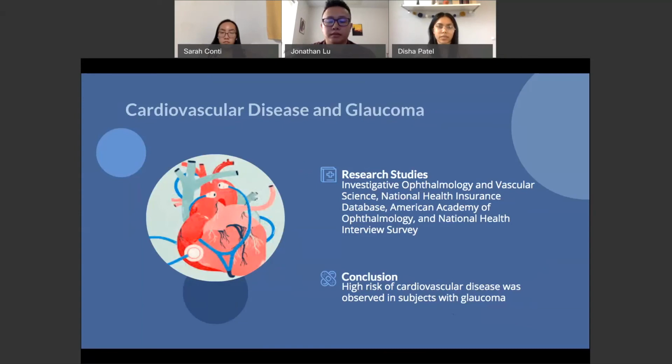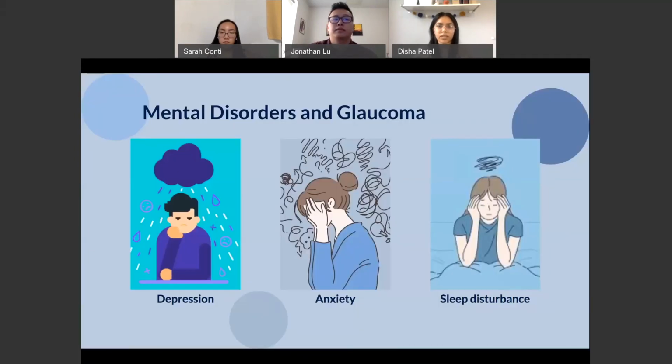There is much evidence suggesting significantly higher prevalence of depression, anxiety, and sleep disturbance in patients with progressed glaucoma. The burden of blindness from glaucoma is high. Therefore, people suffering from a serious eye disease such as glaucoma are usually accompanied by emotional disturbances.